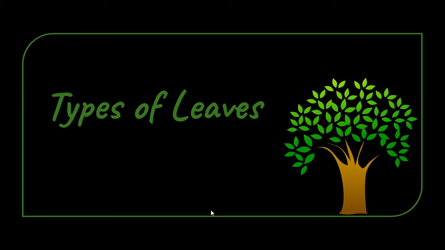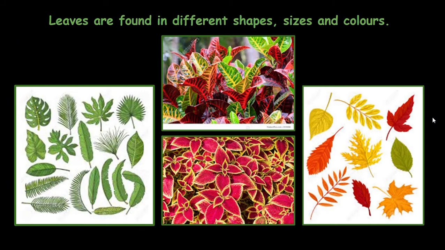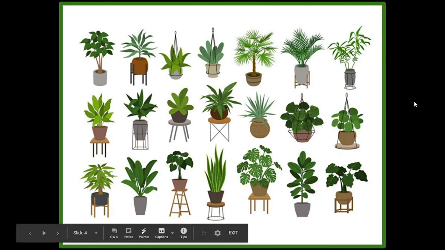Today we are going to start with the types of leaves. Today we'll be observing different types of leaves. We'll also learn the names of some of them according to their shapes. Leaves are found in different shapes, sizes and colors. In this picture you can see a variety of leaves.